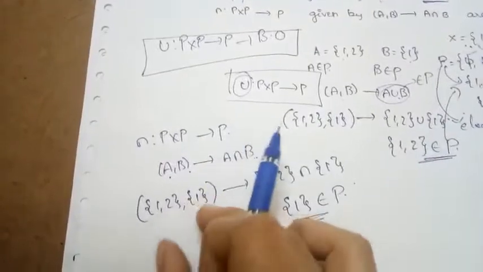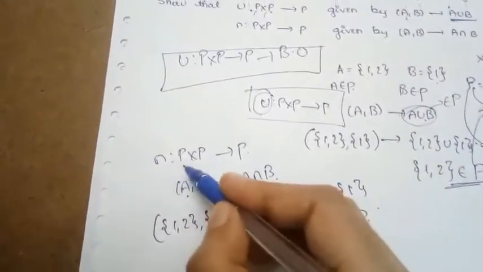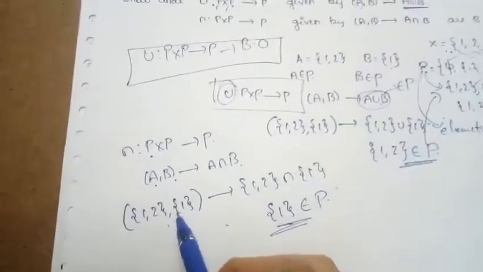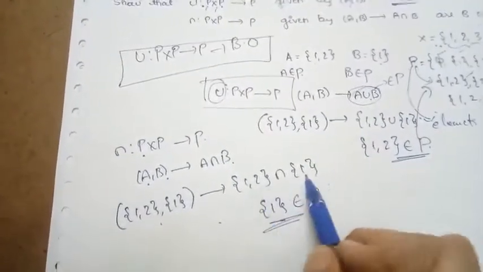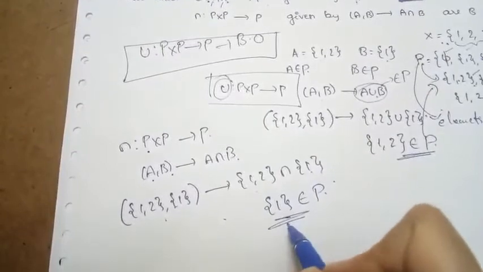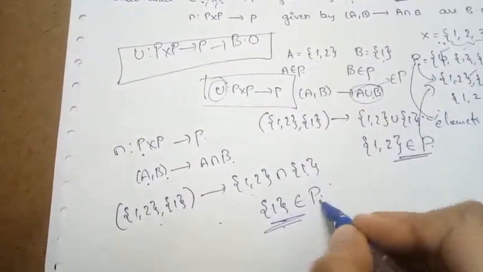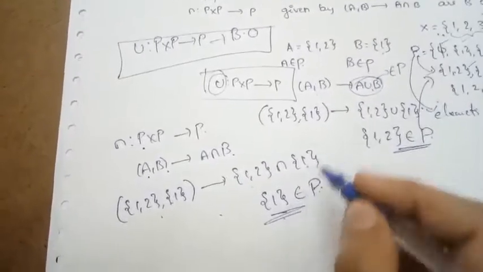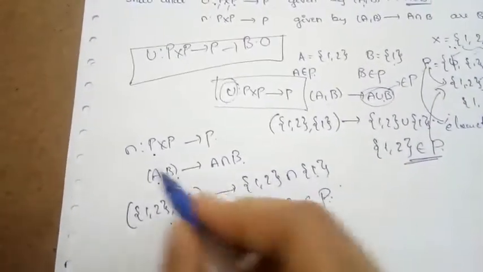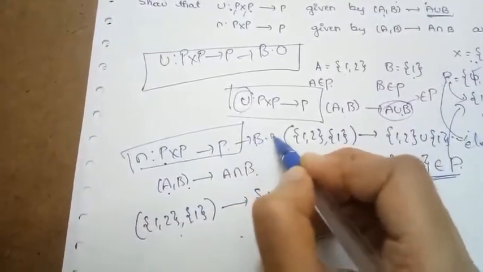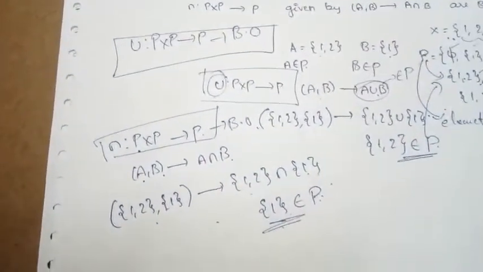So if we take any two elements from the power set P, which is the set of subsets of X, then the intersection between those two sets is an element or a set belonging to the power set P itself, or the subset of X itself. So clearly, even intersection is a binary operation.